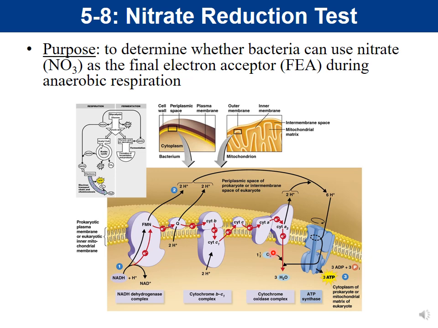In this test, we're determining if nitrate can take this place, if nitrate can act as the final electron acceptor during anaerobic respiration. So you want to know the purpose, and you want to know that this nitrate being the final electron acceptor takes place in the electron transport chain. So in metabolism, the final electron acceptor is going to be in the electron transport chain. And again, that's covered in lecture in the metabolism chapter.